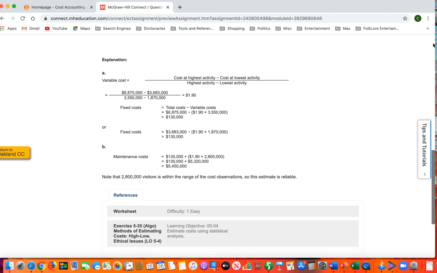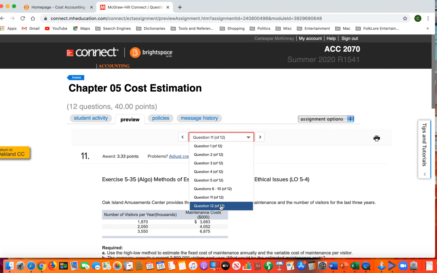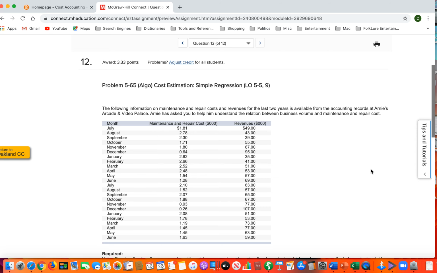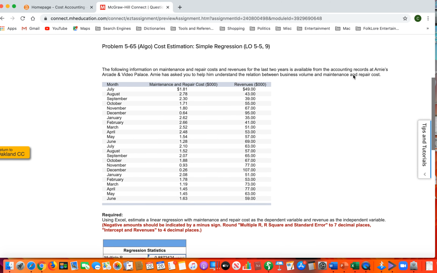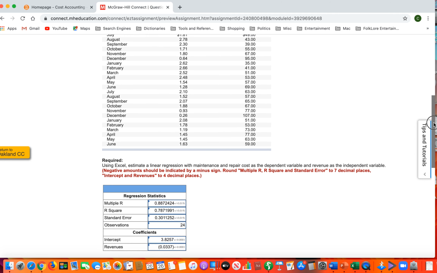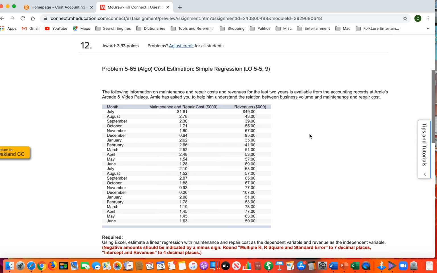Okay, and our last problem. Again, this is using the high-low method. Oh no, okay, no, they're running a multiple regression or simple regression, and because there's only one independent variable, the revenues will be the independent variable, and we're trying to predict the dependent variable, maintenance and repair costs.